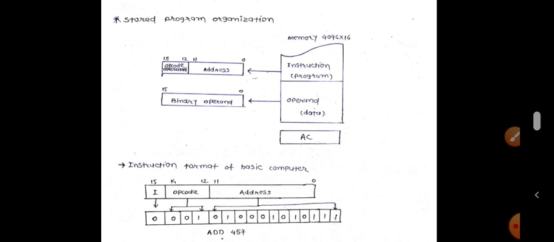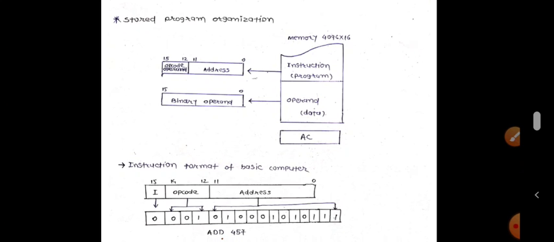Then let us discuss stored program organization. We have already discussed program, operation code, instruction code, and related terms. Now let us discuss stored program organization. So what is the organization of memory, instruction and operand?